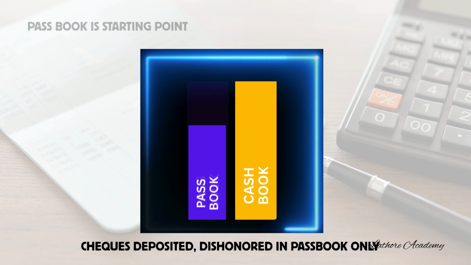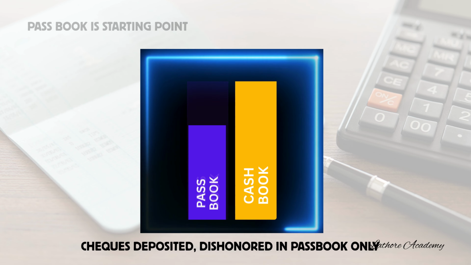In the next transaction, overcasting of the debit side of the passbook means if the bank has totaled the withdrawal column as more than the actual, your passbook balance appears lower. We have to add this overcasting error to correct the balance.